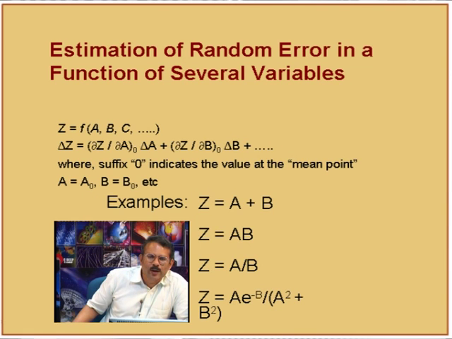So dou Z by dou A should be evaluated at Z obtained by replacing A, B, C and so on by their mean values. So A is replaced by average A, B is replaced by average B and so on. Okay? So you evaluate dou Z by dou A and you substitute A equal to its average value, B equal to the average value and so on.